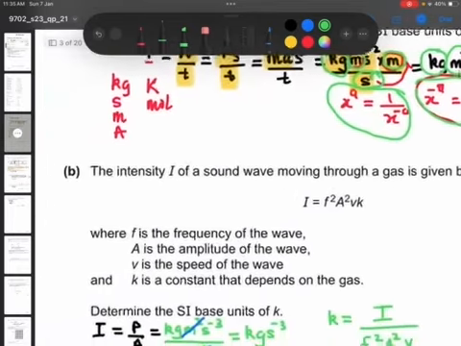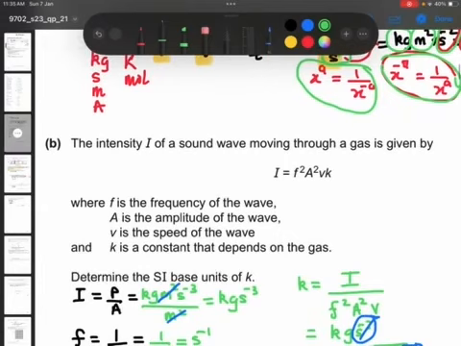The next question asks us, the intensity I of a sound wave moving through a gas is given by I equals f squared a squared vk, where f is the frequency of the wave, a is the amplitude of the wave, v is the speed of the wave, k is a constant that depends on the gas. Determine the SI base units of k. So the question is asking us to find the SI base units of k.